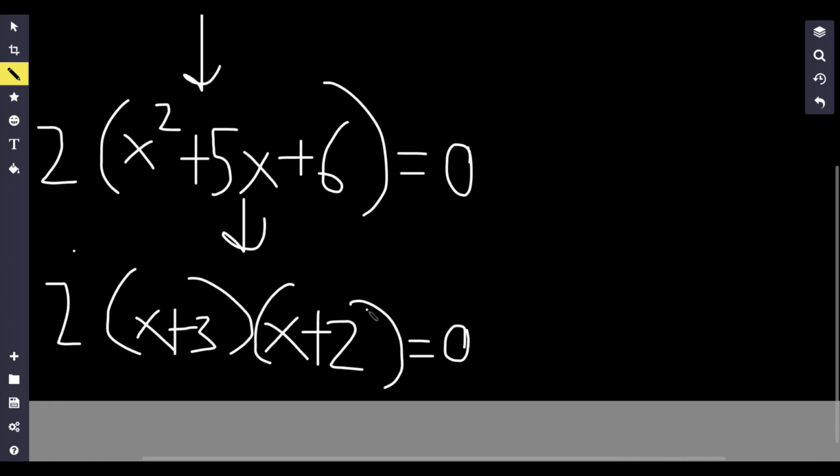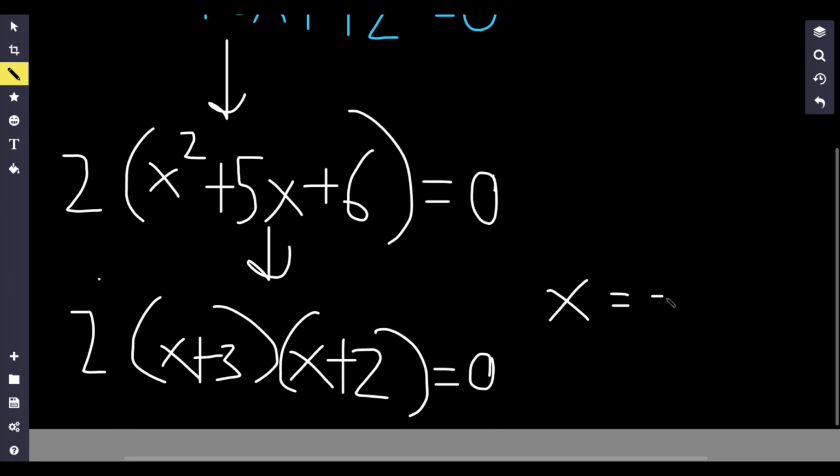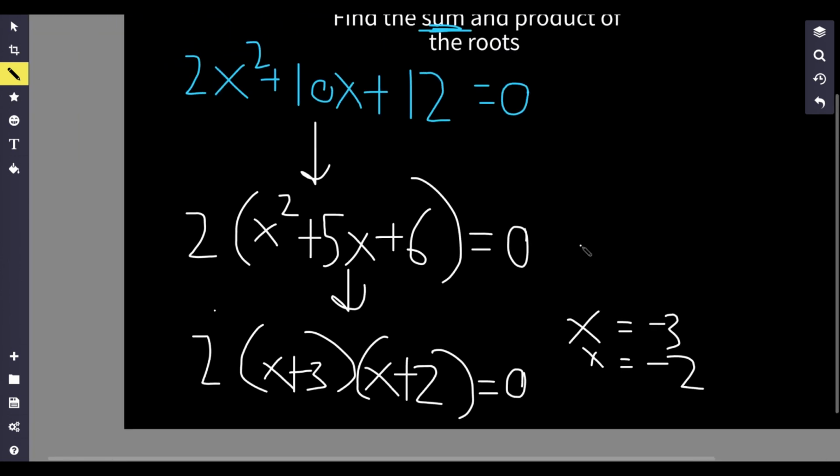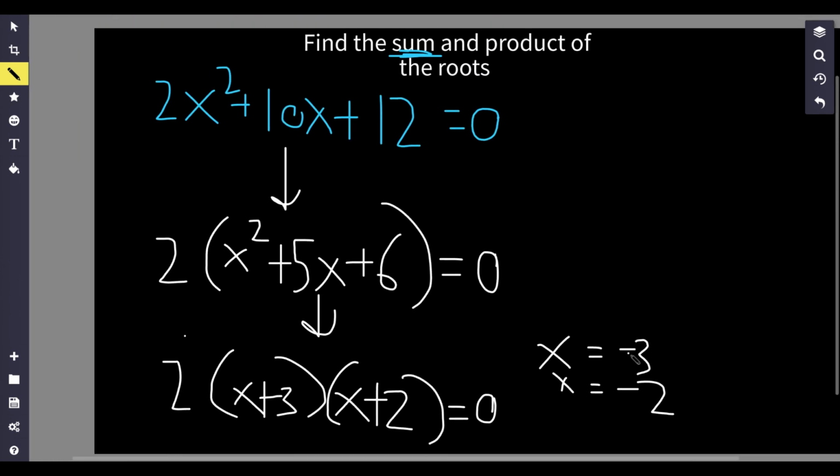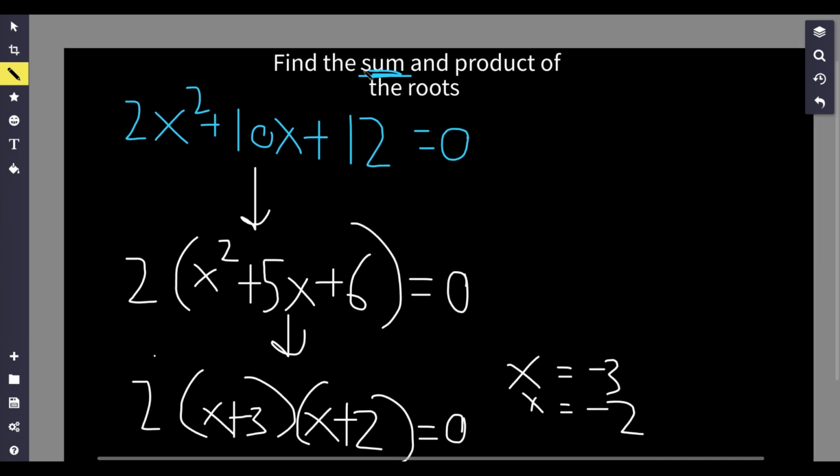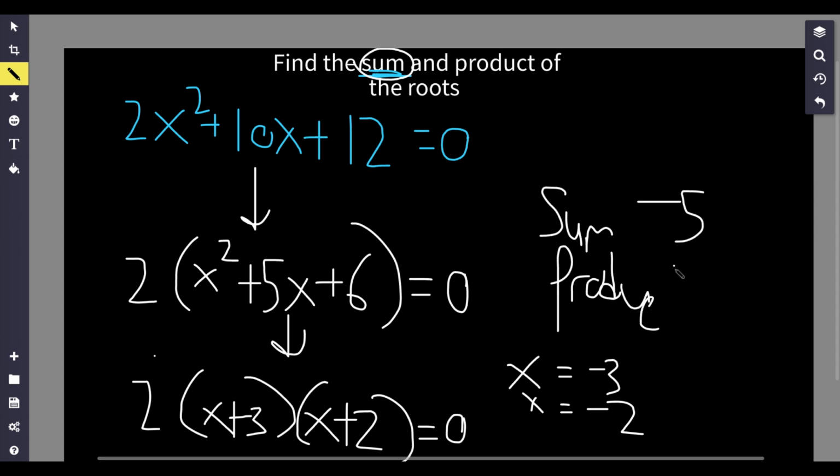So this means that x is either equal to -3 or x is equal to -2, based on the zero product property, right? So the roots of this equation are x equals -3 and x equals -2. That means the sum of these two roots is -3 plus -2, which is -5. And the product of the roots is just these two things multiplied together. So -3 times -2 is +6.